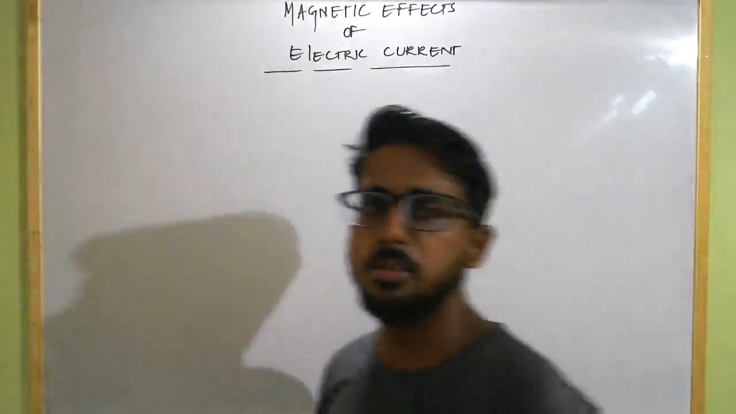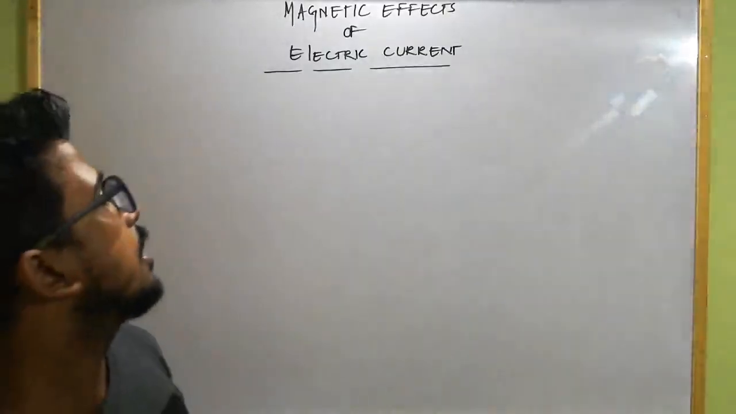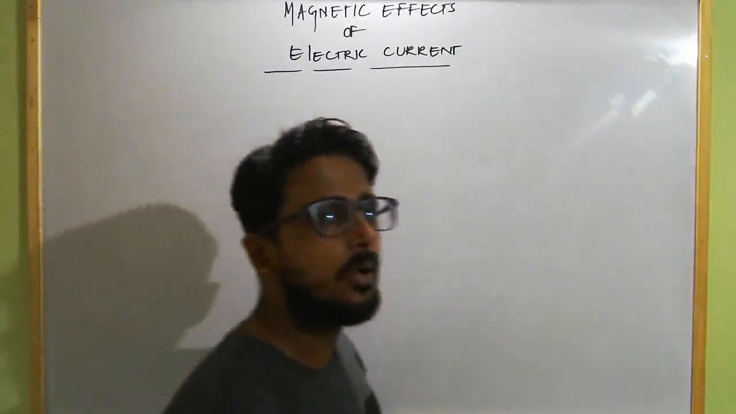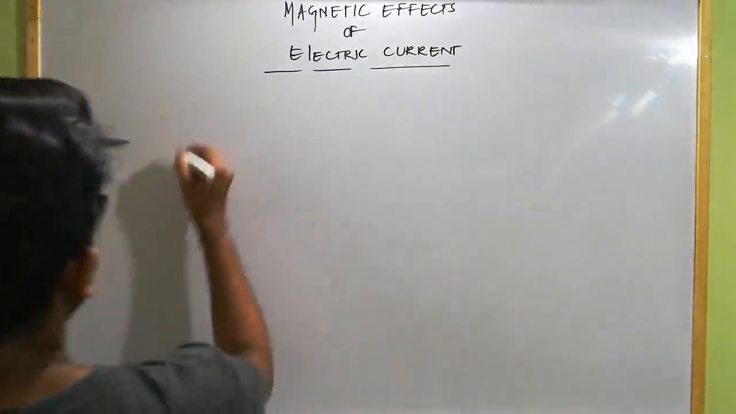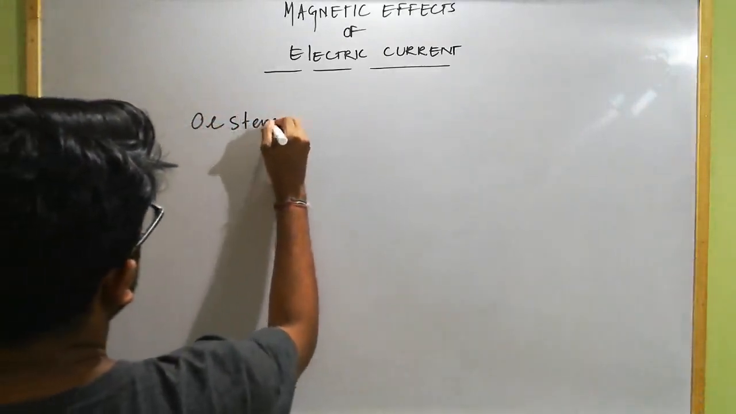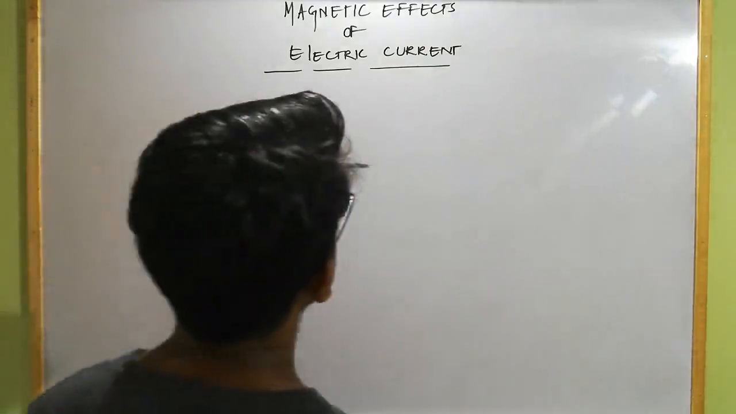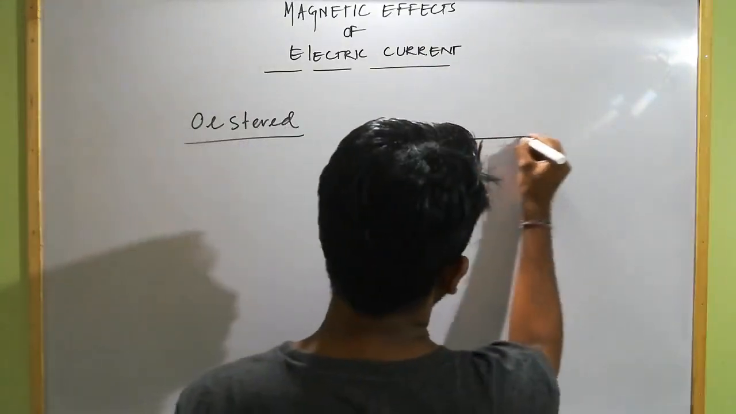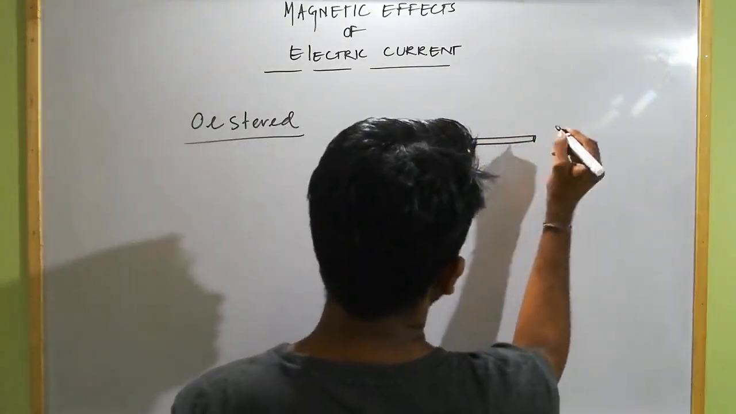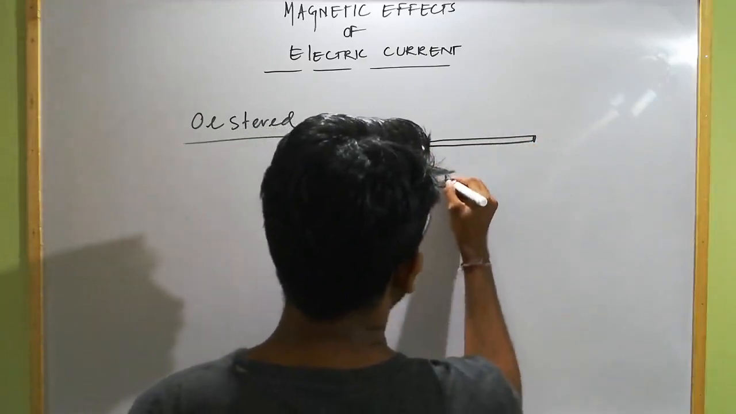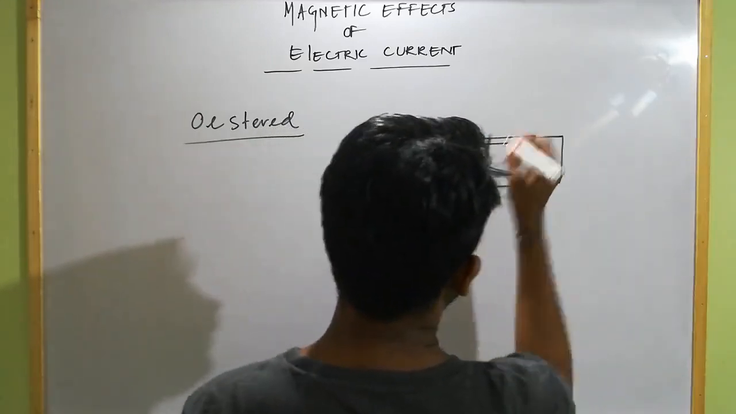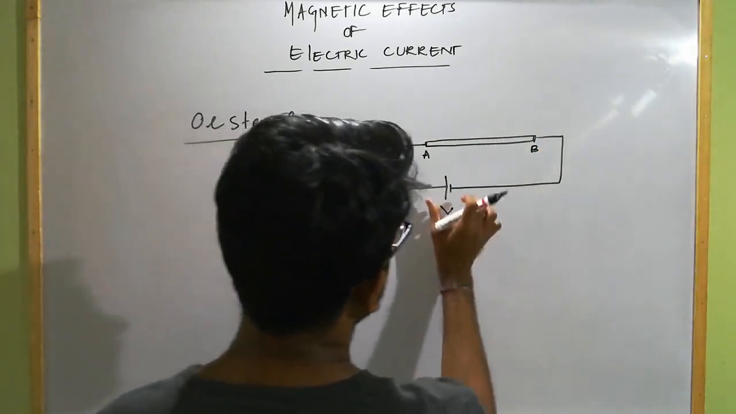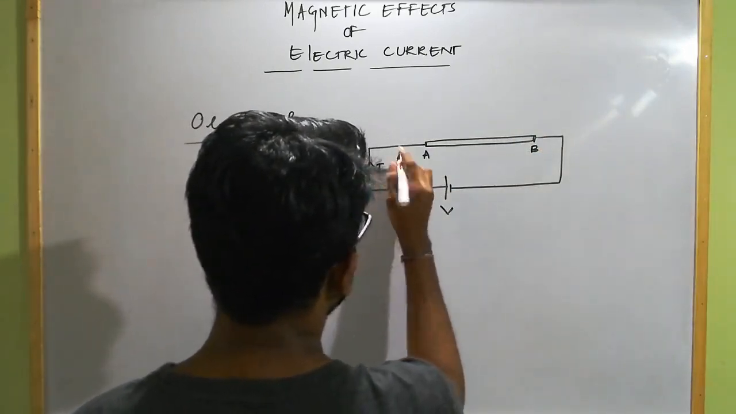And today we are going to discuss another effect of electric current, known as magnetic effects of electric current. This effect was first observed by the scientist Oersted. According to Oersted, let's consider a current carrying conductor along which he allowed electric current to flow. Let the current carrying conductor be AB, connected with a potential difference V, due to which a current I flows through it.